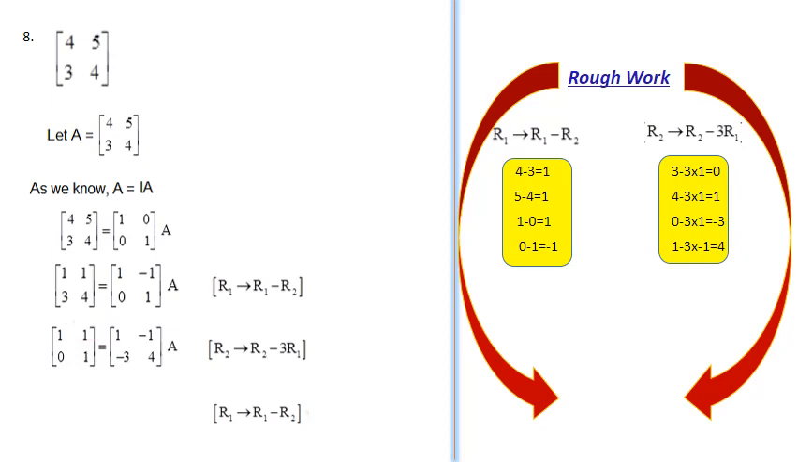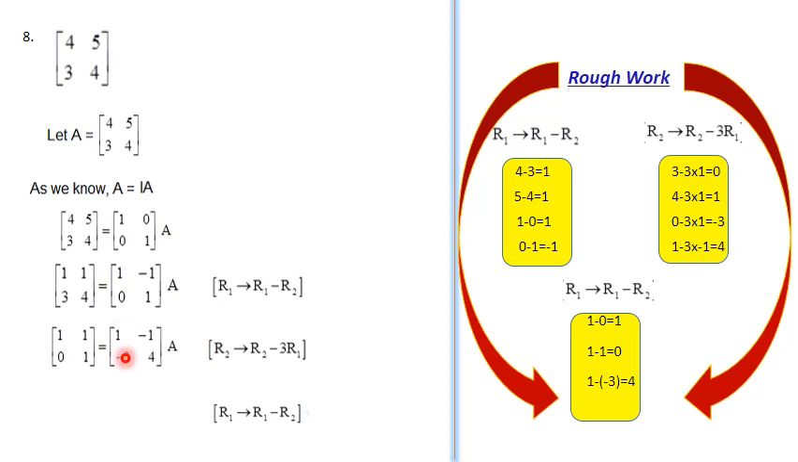Quite simple. Just subtract R2 from R1, and this becomes 0. Go for the rough calculation. R1 gives R1 minus R2. R1 first element is 1, R2 first element is 0. 1 minus 0, that is 1. Next is 1 minus 1, that is 0.